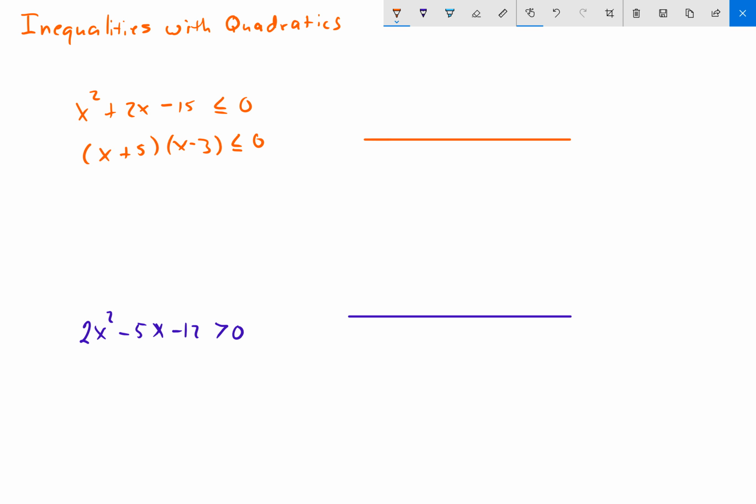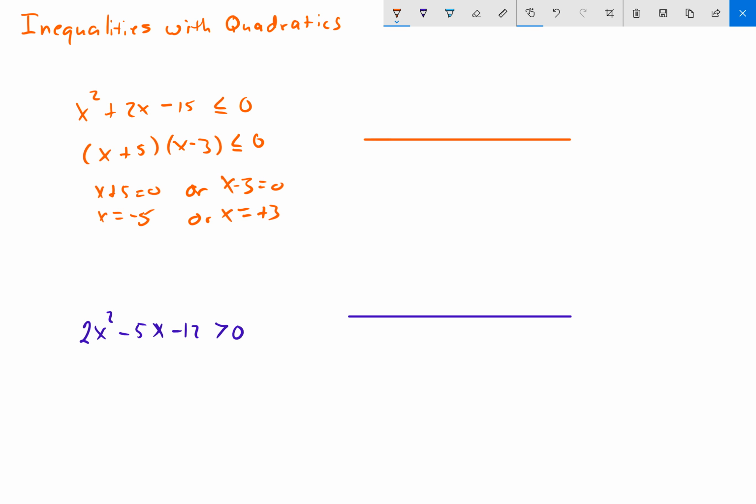And you run into a little bit of a problem now, because if this was just an equation, what we'd do is we'd set each of them equal to 0, and I'd say x plus 5 equals 0, or x minus 3 equals 0, and say x equals a negative 5, or x equals a positive 3. The problem is, when x equals negative 5, this does equal 0, so that's one solution. When x equals positive 3, this also equals 0, so that's another solution.